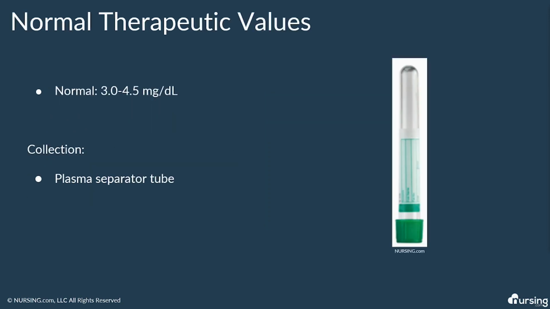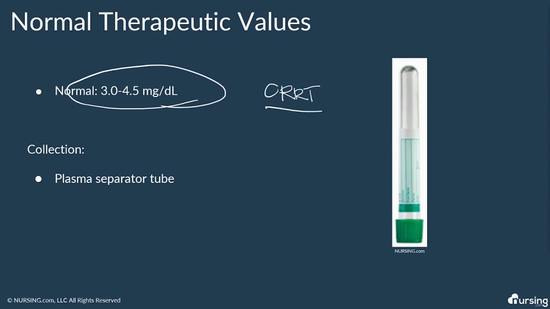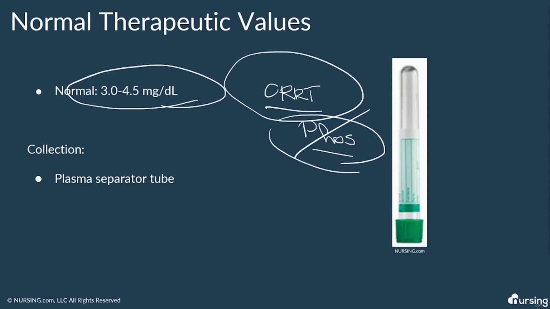Normal therapeutic values are between 3 and 4.5 milligrams per deciliter. When I worked in the CVICU, the cardiovascular ICU, I had patients on CRRT all the time, continuous renal replacement therapy. And we would draw a phosphorus lab every morning. We wanted to know how much that CRRT had chewed up the phosphorus or the phosphate, and if we needed to replete. Collection for measuring the phosphate is done in a plasma separator tube like this green tube here.